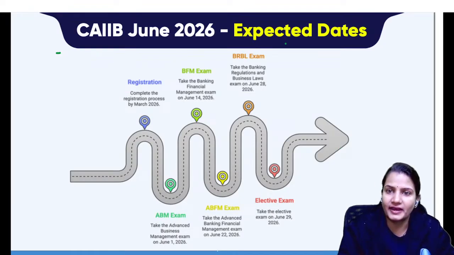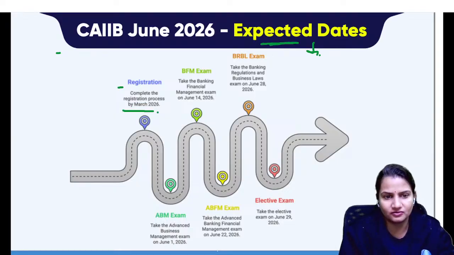Now, these are your expected dates. Expected dates means these can change a little bit, but overall, more or less, these are it; they may change by 1 or 2 days. So registration will start in March 2026.